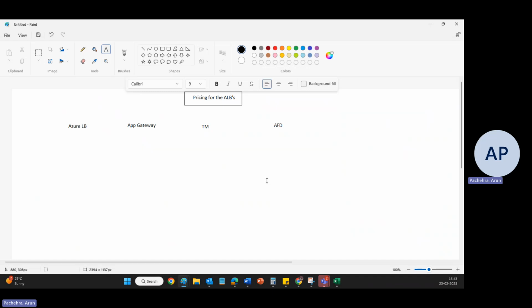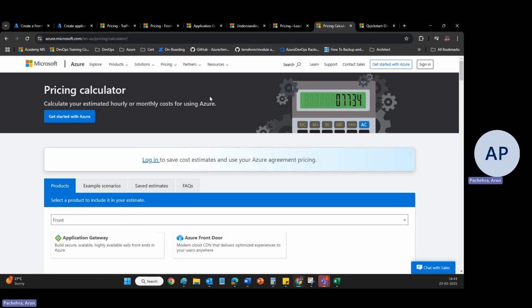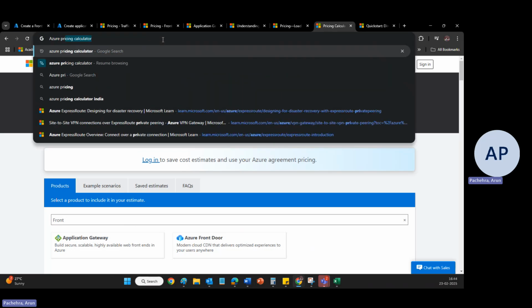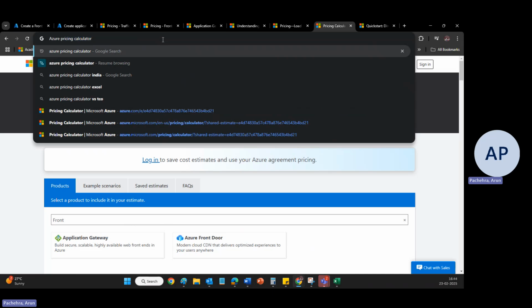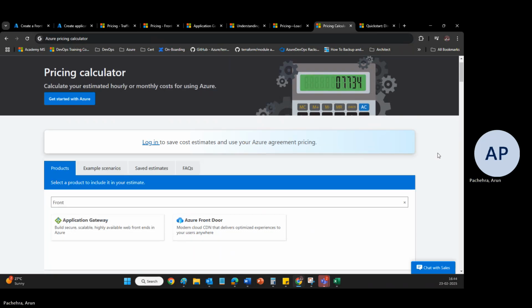So let's start with the Azure Load Balancer. Let's quickly go to the pricing calculator. Whenever you have to understand the pricing or the cost, you need to go to the Azure Pricing Calculator. Just type Azure Pricing Calculator and you'll get your calculator. That's how it looks. You can log in with your MS account here.